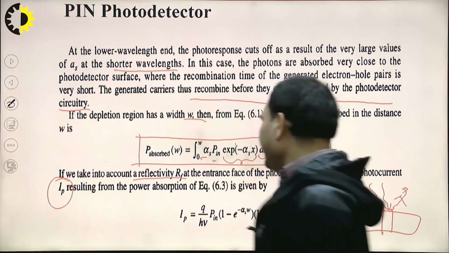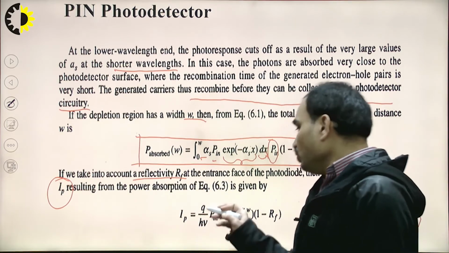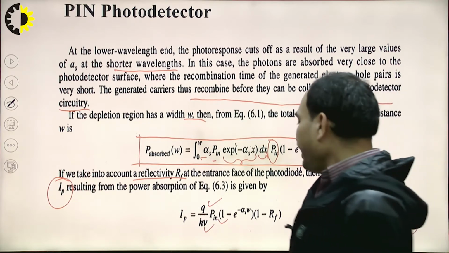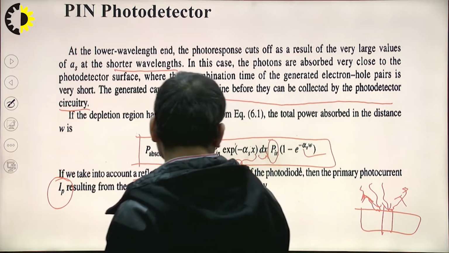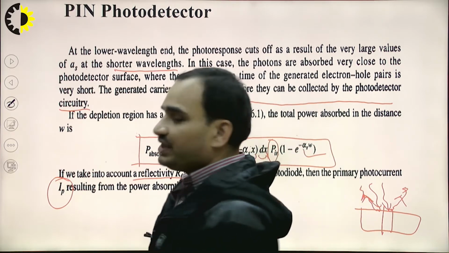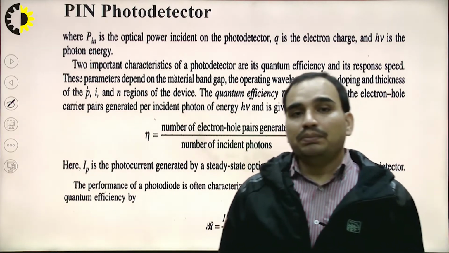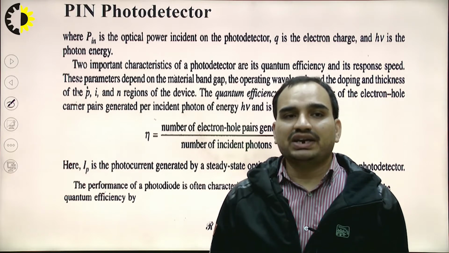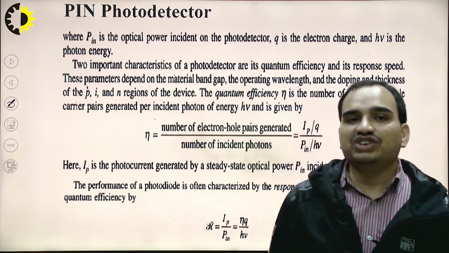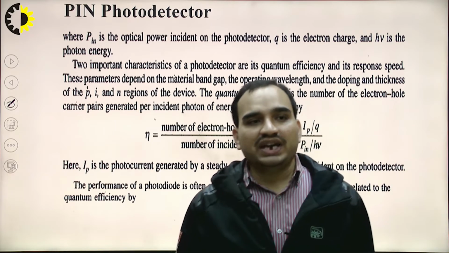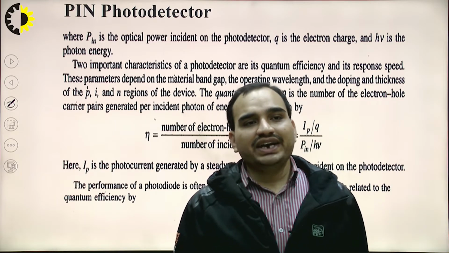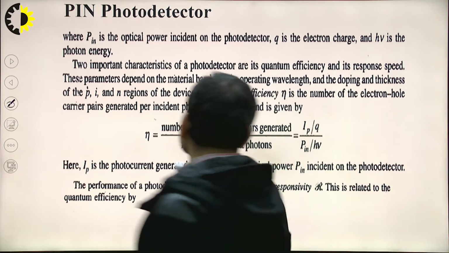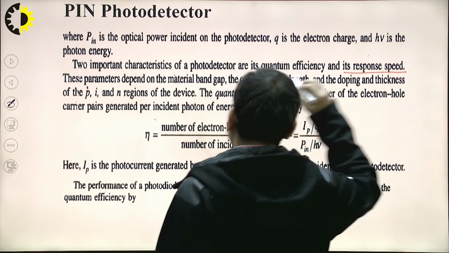We can write it as IP = Q/hν × incident power × (1 − exp(−αW)) × (1 − RF), where RF is the reflectivity. Here the incident power is the optical power incident on the photodetector, Q is the electron charge, and hν is the photon energy. Two important characteristics of the photodetector are its quantum efficiency and its response speed.